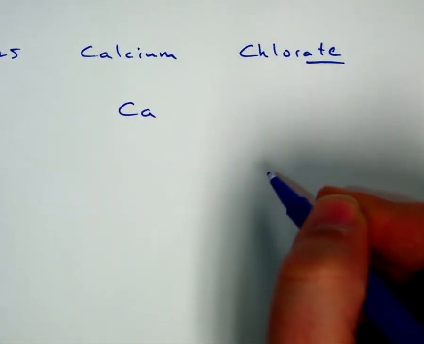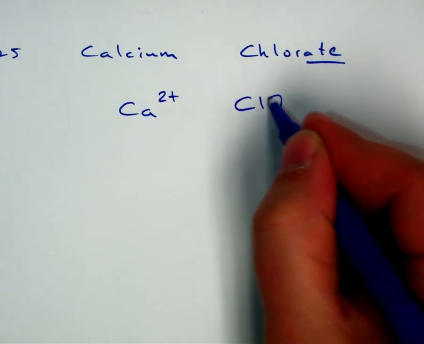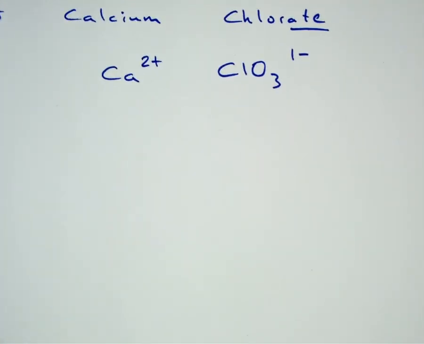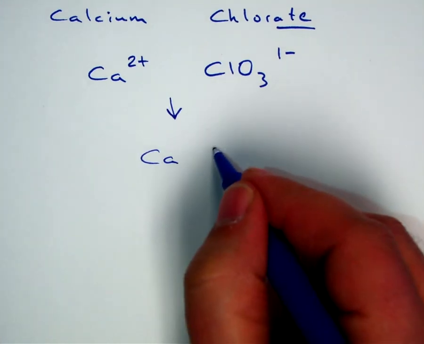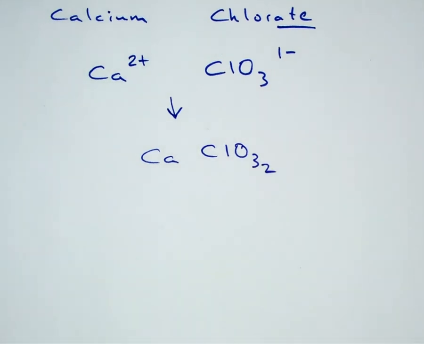So we have calcium. What's the charge on a calcium? 2 plus. And then chlorate is ClO3. What kind of charge? 1 minus, right? All right, so here we go. We have a calcium worth 2 plus, a chlorate worth 1 minus. Put it in this mindset: how many chlorates would I need to balance out a calcium? 2. So what we're going to do in the formula is put calcium. We know it has a 2 plus charge, but we need 2 chlorates.